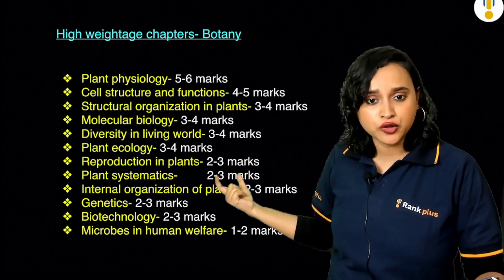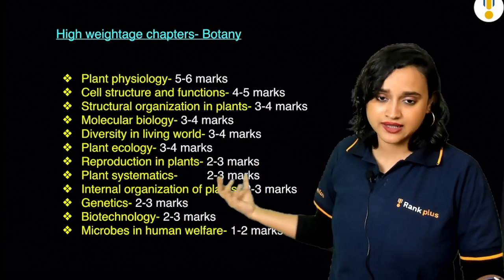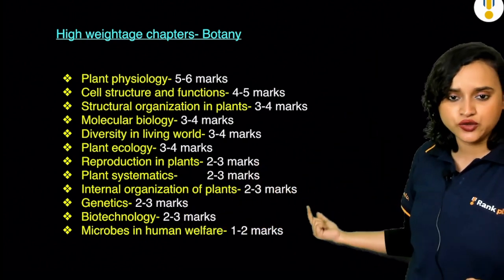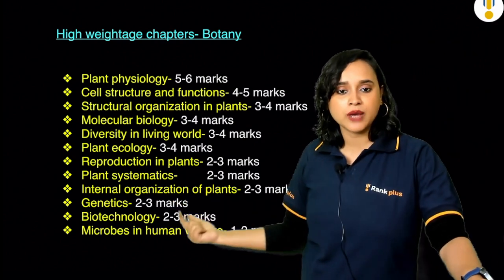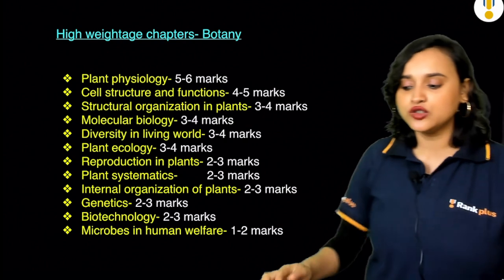Plant ecology 3 to 4 marks. Reproduction in plants 2 to 3 marks. Plant systematics 2 to 3 marks. Internal organization of plants 2 to 3 marks. Genetics 2 to 3 marks. Biotechnology 2 to 3 marks. Microbes and human welfare 1 to 2 marks.